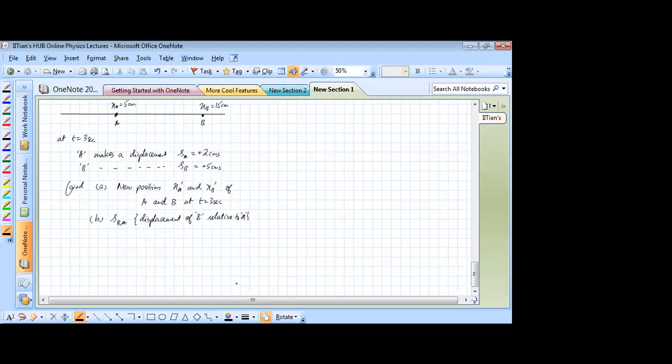Yeah, Advait, I'll come to that, how we'll relate the distance ultimately. So what will happen in this question is that in 3 seconds A has reached here. It has moved by 2 centimeters, so it has reached 7 centimeters. And B has moved somewhere here, let's say to xB equal to 20 centimeters. So that is the answer to this part.